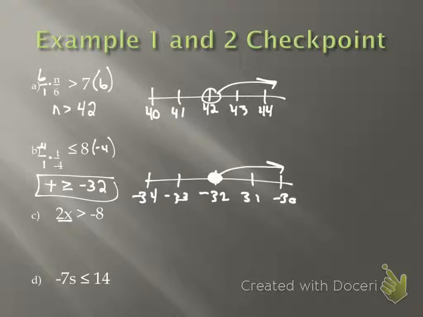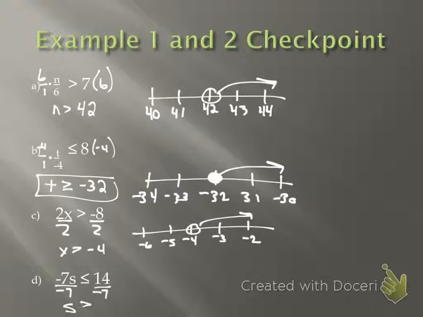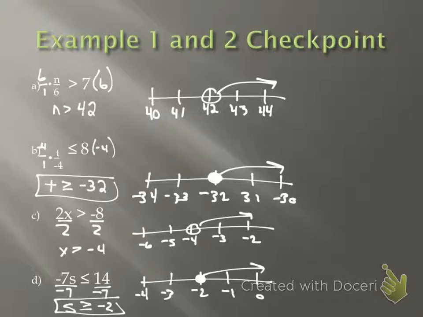All right, so what about C? What's the answer to C? X is greater than negative 4. Say the whole thing. All right, what about D? It's going to be S is greater than or equal to negative 2. All right, Joseph, explain to me why I had to switch my inequality. Because negative 7 is part of the variable. Very good. Negative 7 is attached to my variable. That's a negative, so I have to reverse my inequality.